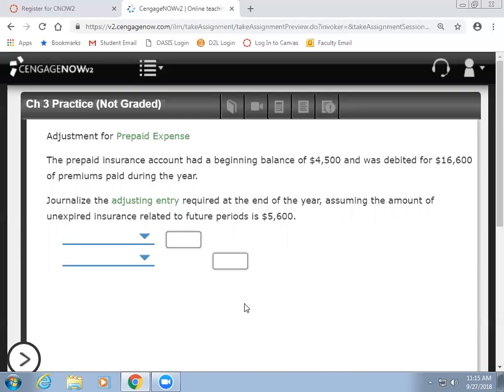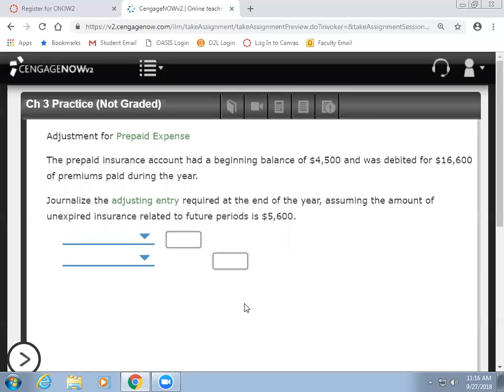And so we know we debit it to increase it. Okay, that's on the left. So it's telling us at the beginning of this year it had a balance of $4,500. That's just the balance, beginning balance, or BB for short. And then the account was also debited for $16,600 of premiums paid during the year. So we debited it another $16,600. So that's how much we've had throughout the whole year in prepaid insurance.